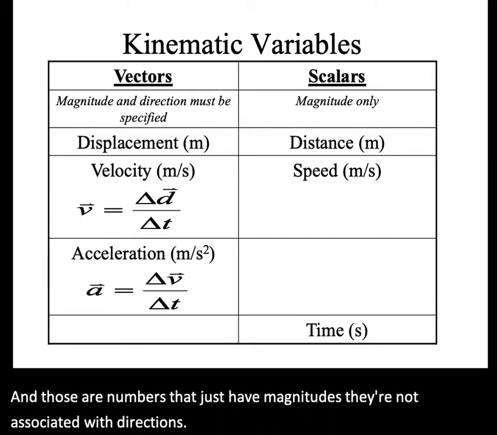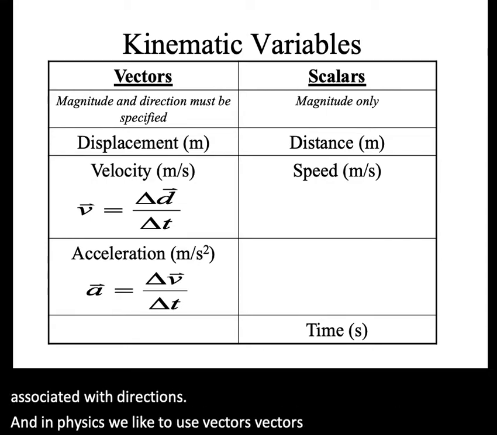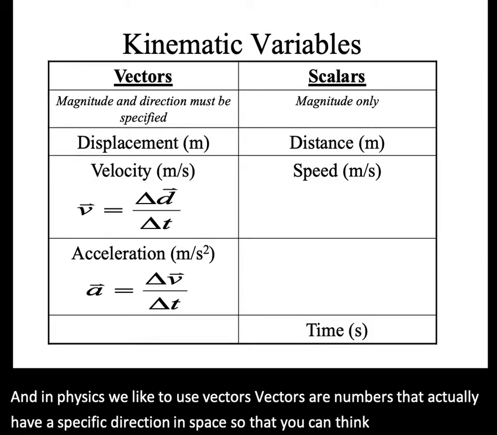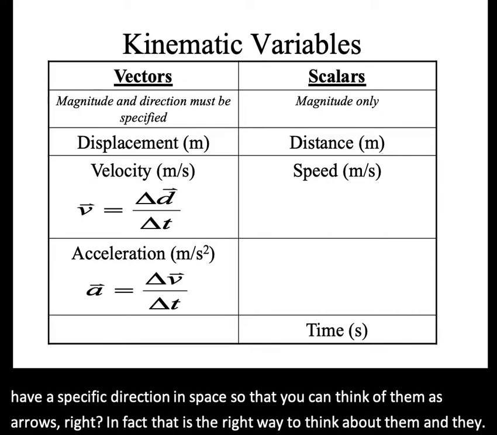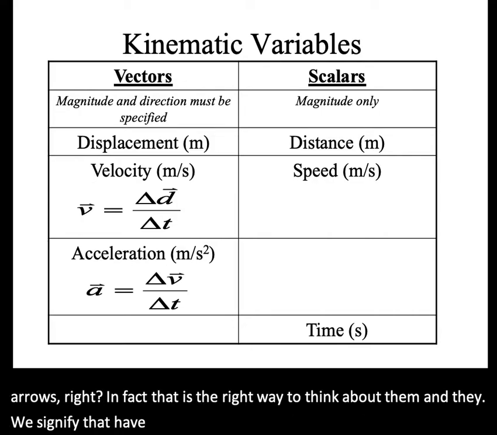And in physics, we like to use vectors. Vectors are numbers that actually have a specific direction in space so that you can think of them as arrows, right? In fact, that is the right way to think about them. And we signify that a variable is a vector by drawing a small arrow over it.